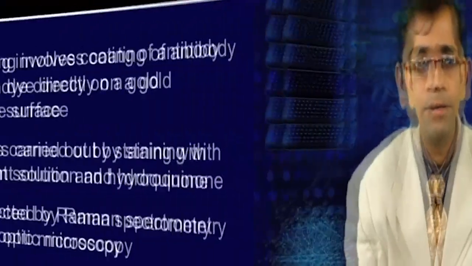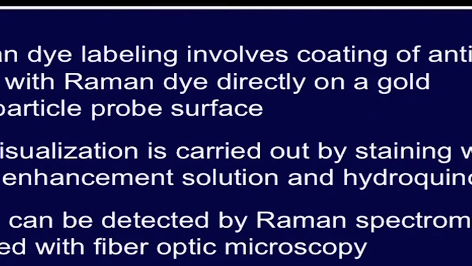The surface enhancing agents include gold and silver, as well as functionalization with target molecules, which enhance the sensitivity of Raman spectroscopy. Let us now look at how the system has been employed for the detection methods for microarrays. The Raman dye labeling involves coating of antibodies on the array surface like gold by using the Raman dye directly on the gold surface, which are the nanoparticle probes. The visualization can be carried out by staining with silver enhancement solution as well as hydroquinone. The spots can be detected by Raman spectrometry coupled with fiber optic microscopy.